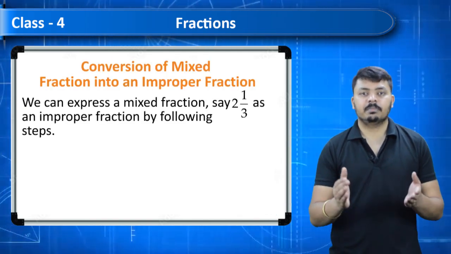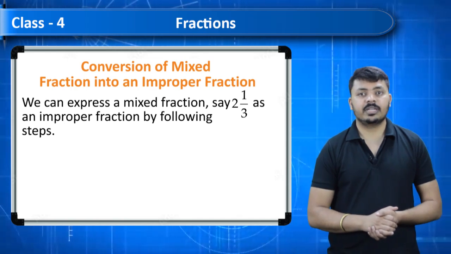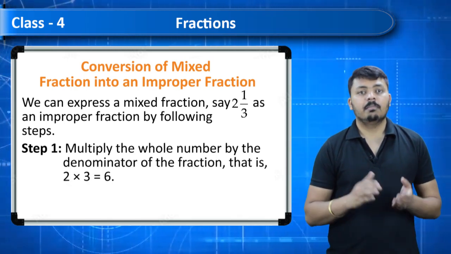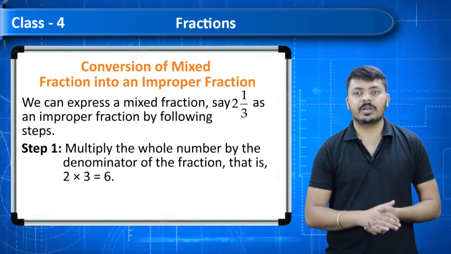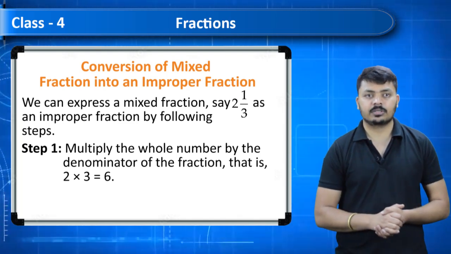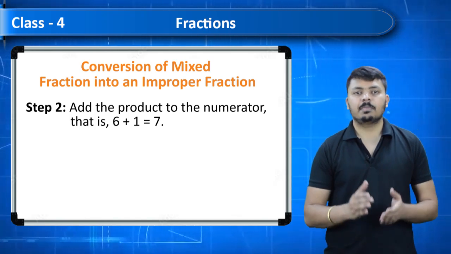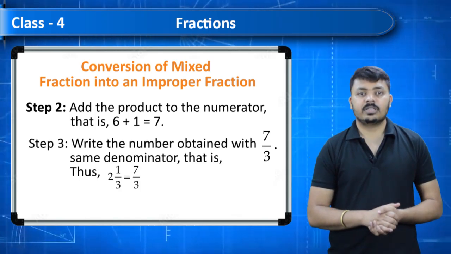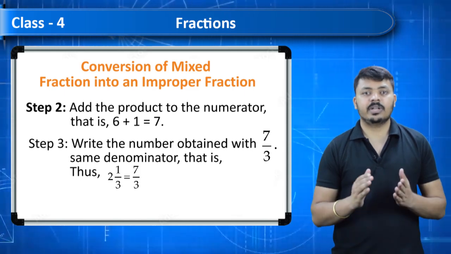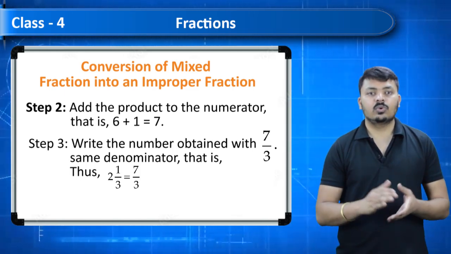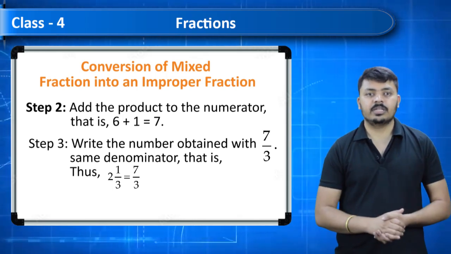Conversion of a mixed fraction into an improper fraction. We can express a mixed fraction, say 2 1/3, as an improper fraction by following steps. Step 1. Multiply the whole number by the denominator of the fraction, that is 2 multiplied by 3 is equal to 6. Step 2. Add the product to the numerator, that is 6 plus 1 equals 7. Step 3. Write the number obtained with the same denominator, that is 7/3. Thus, 2 1/3 is equal to 7/3.